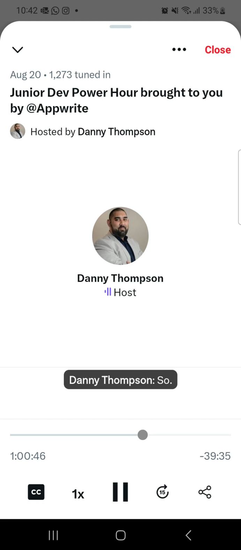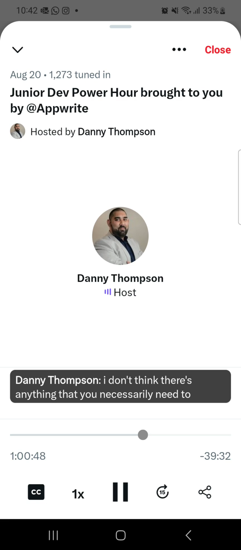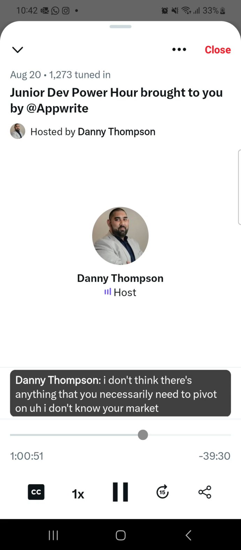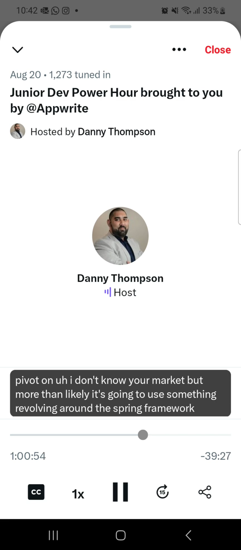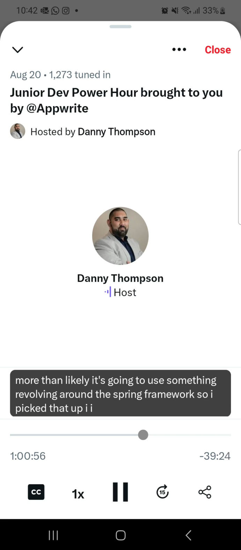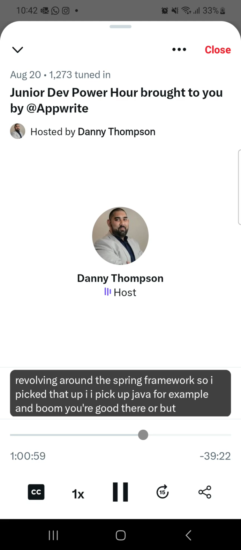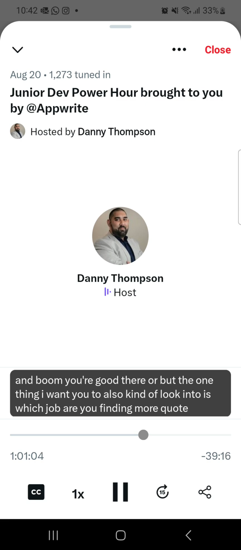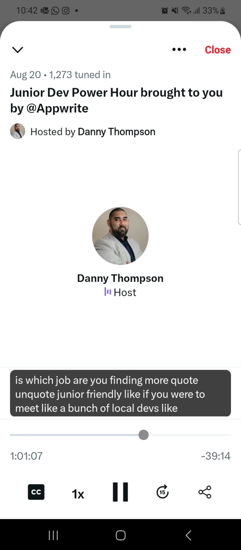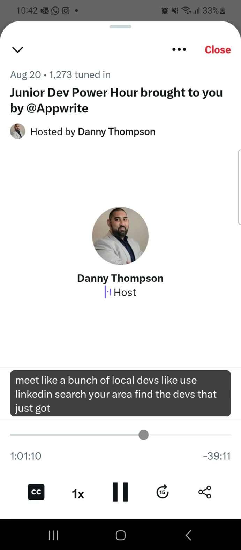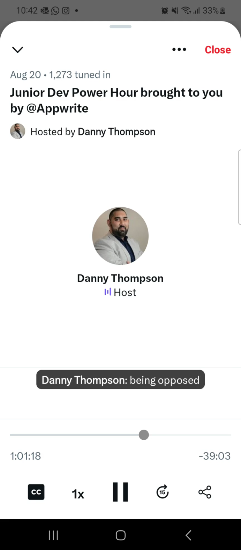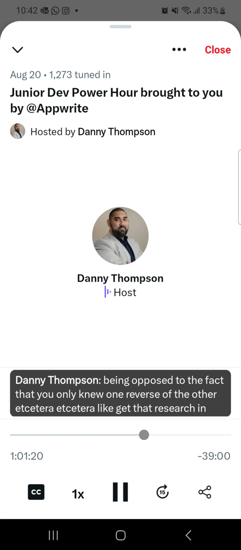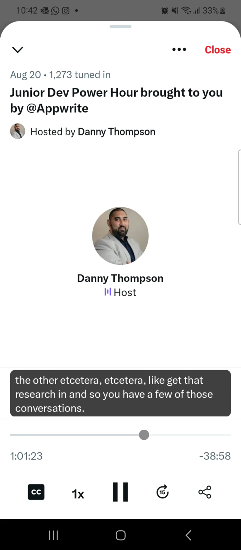So I don't think there's anything that you necessarily need to pivot on. I don't know your market, but more than likely it's going to use something revolving around the Spring framework. So I'd pick up Java, for example, and boom, you're good there. But the one thing I want you to also look into is which job you're finding more, quote unquote, junior friendly. Use LinkedIn, search your area, find the devs that just got hired within the last year, and ask them, hey, were you hired with Java or was it C#? Did you find them being opposed to the fact that you only knew one versus the other, et cetera? Get that research in. And so you have a few of those conversations, and I think you'll be in good shape.